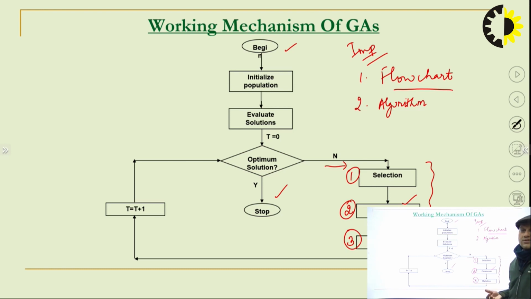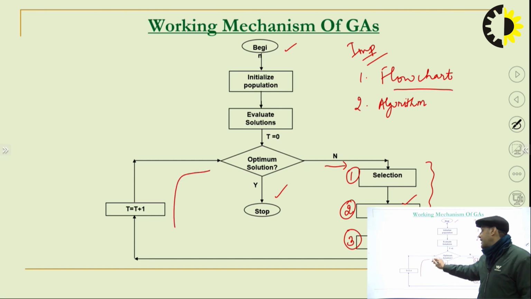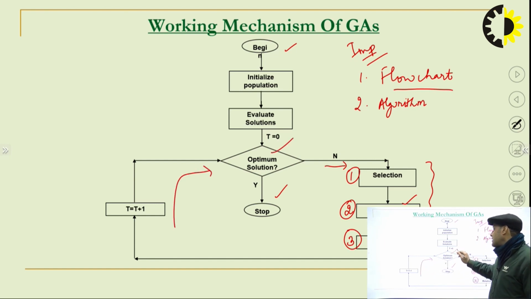Crossover is a process you can understand with the help of the biological term chromosomes. One chromosome will cross over with another chromosome, and that will generate a new species, a new gene. Mutation again helps to generate a new species. It will go on until we get the optimum solution.